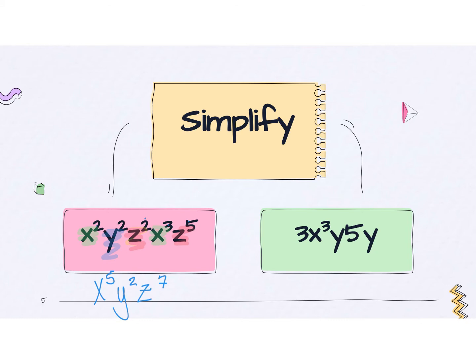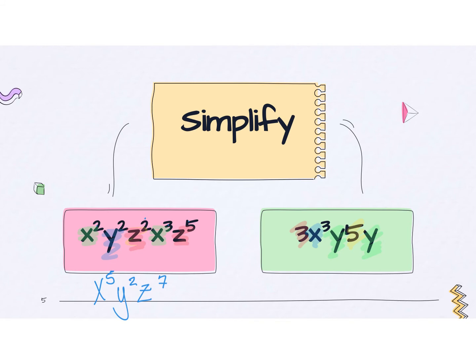Let's move on to the next one. Again, I'm going to do some highlighting so that we can see what we have. I have a base of 3. That's all I got there. I have a base of x. Again. I have a base of y and another base of y. And then I have a 5.